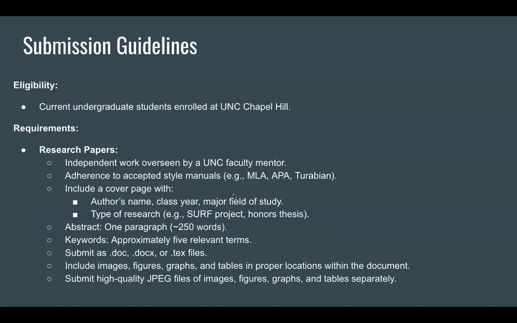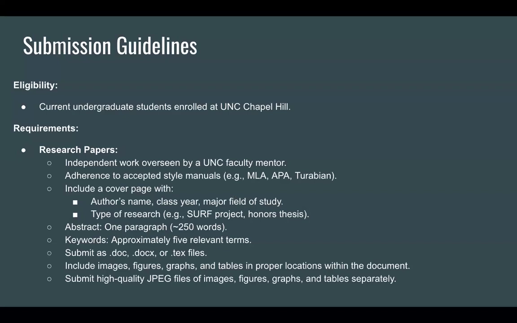And for the submission guidelines, eligibility, you just have to be an undergraduate student at UNC, so I'm pretty sure all of you guys are eligible. The requirements are that it has to be faculty mentored independent work. It has to adhere to a specific style like MLA or APA. And the cover page has to have the author's name, class year, and major. All this is on the UNC Journey website. You just search up UNC Journey and you'll get all the eligibility.